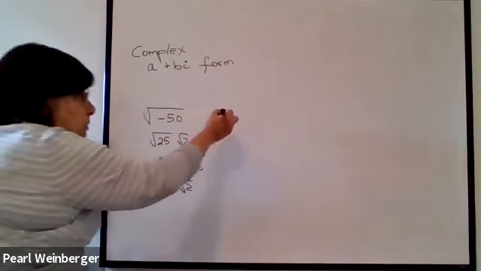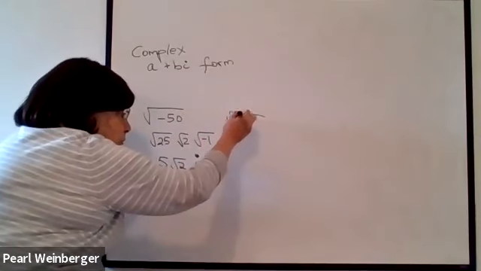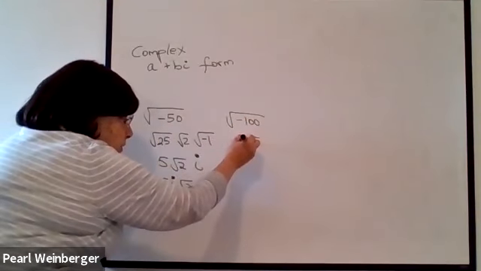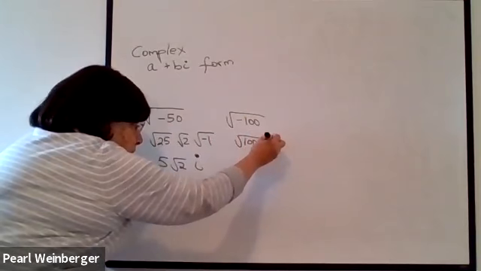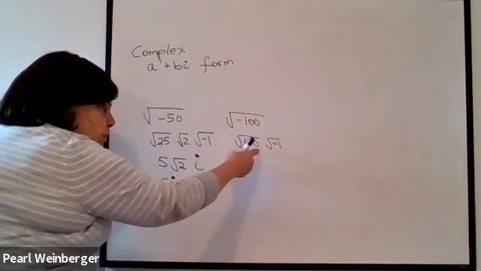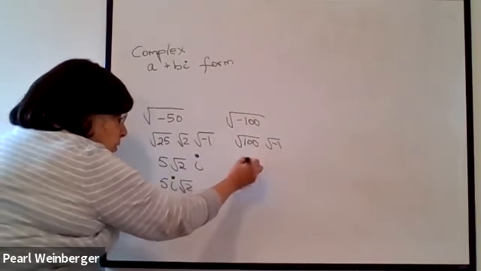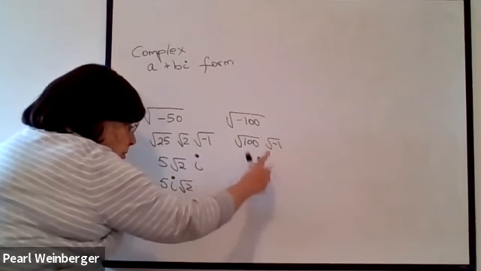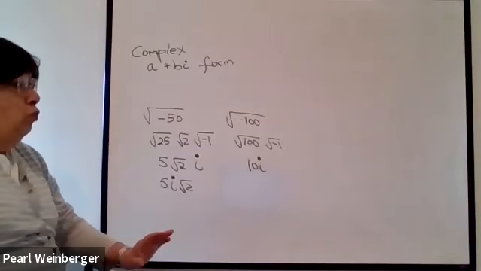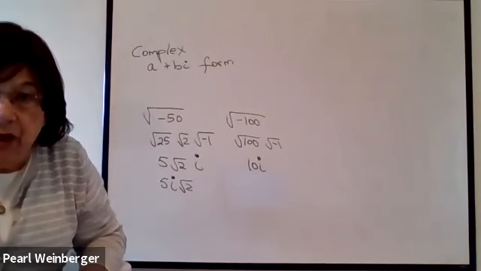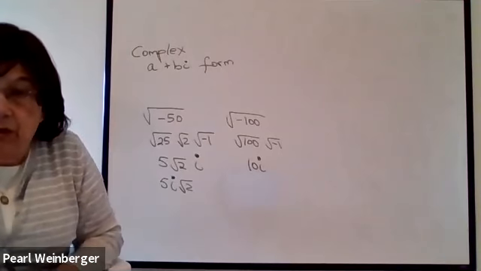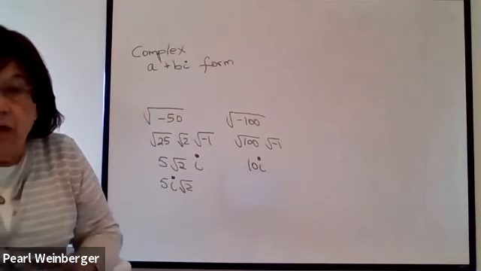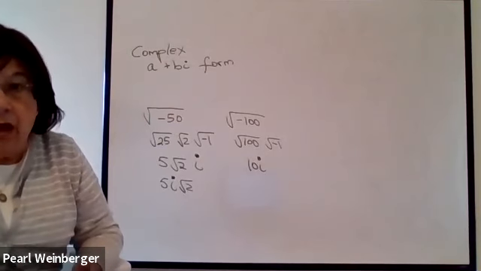Of course, if you have something like the square root of -100, you could just break that up into 100 and -1, because the 100 is a perfect square, and you get 10i. So there's nothing more complicated about simplifying radicals that have negatives in them. Just put a -1 at the end, and when you take it out of the radical, it becomes i.